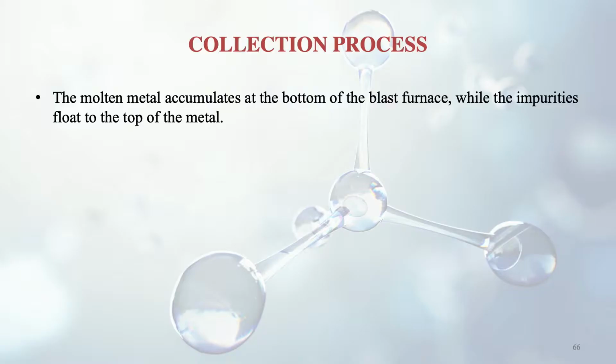So after this blast furnace process is over, then we do the collection process. So how it is done, we are seeing here now. The molten metal accumulates at the bottom of the blast furnace, while the impurities float to the top of the metal. So like we saw earlier that slag was going to the top, so here also impurities go to the top, whereas the molten metal is at the bottom of the blast furnace.